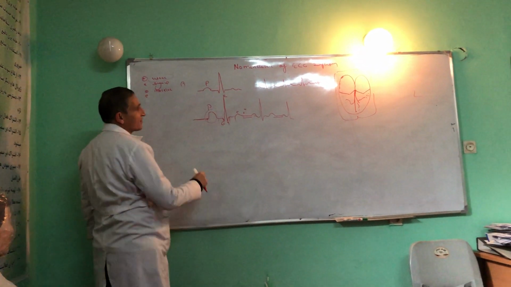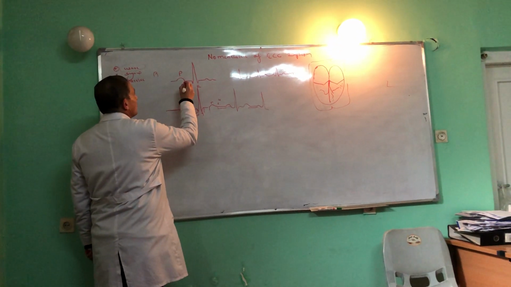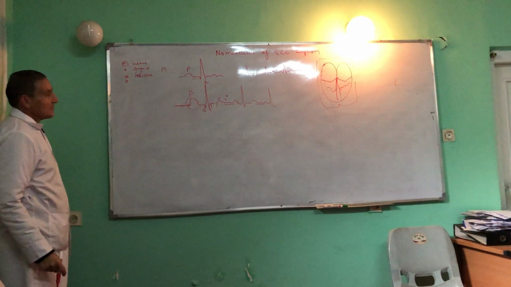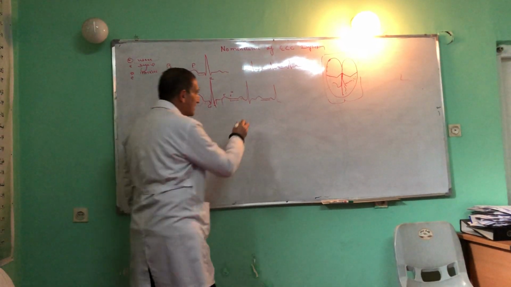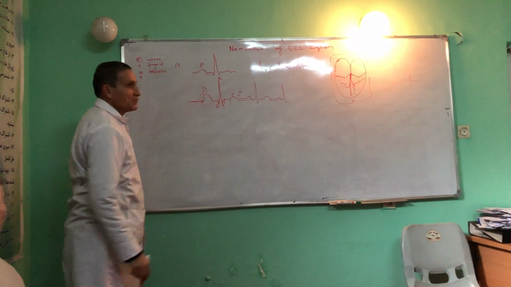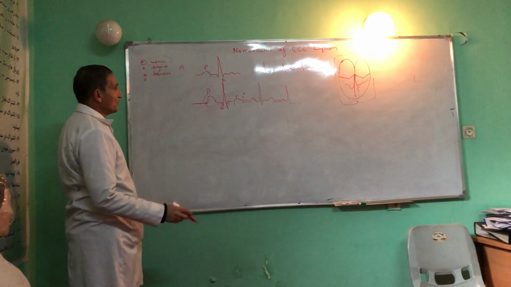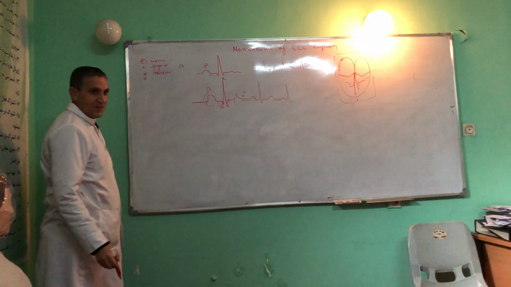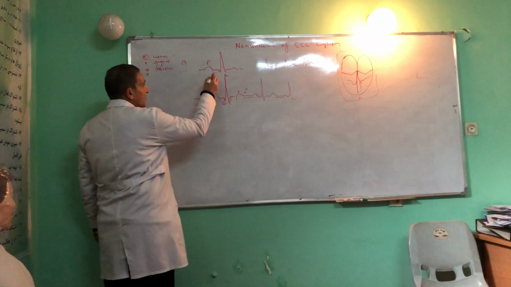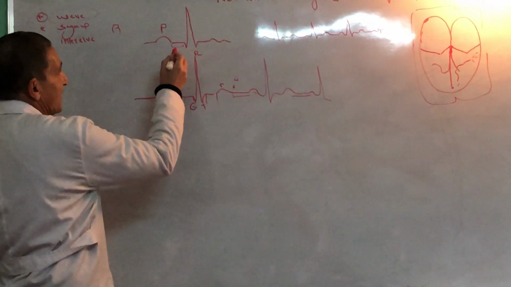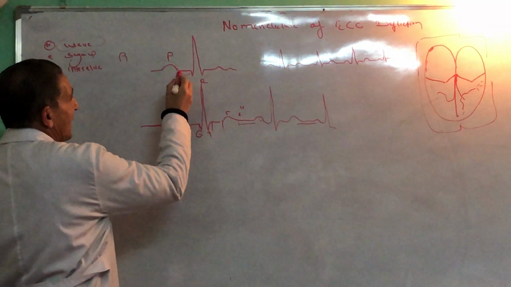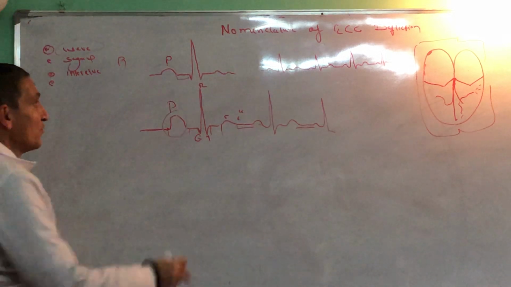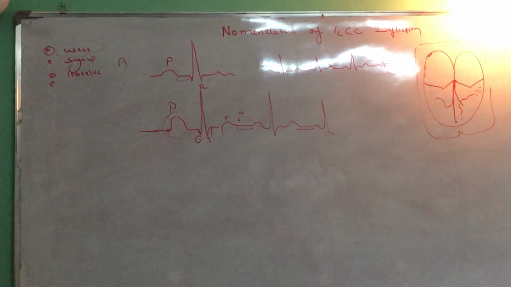After the P wave, we have the PR segment. Let's go step by step. What is a segment? A segment is a portion of isoelectric line which intervenes between two waves. One wave is the P wave and the second wave is the R wave. The PR segment intervenes between the end of the P wave and the onset of the R wave. How many segments do we have? We have three segments.